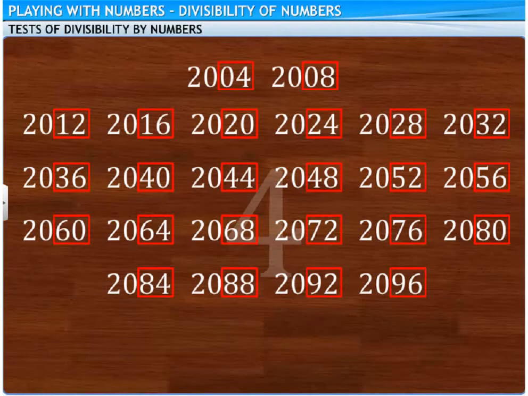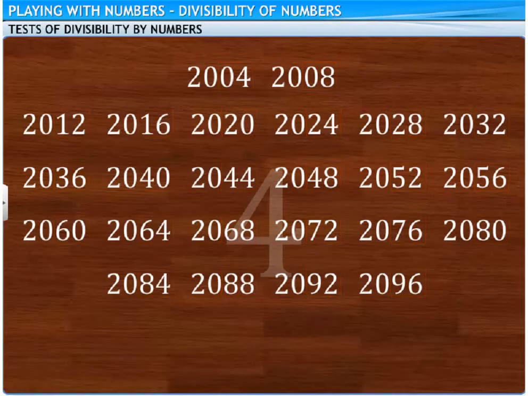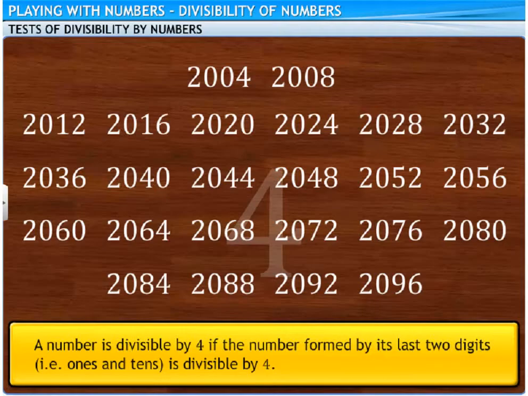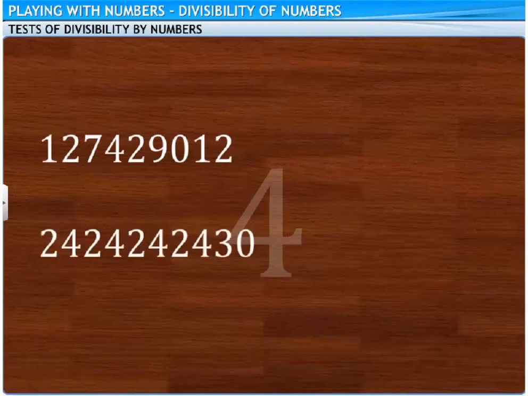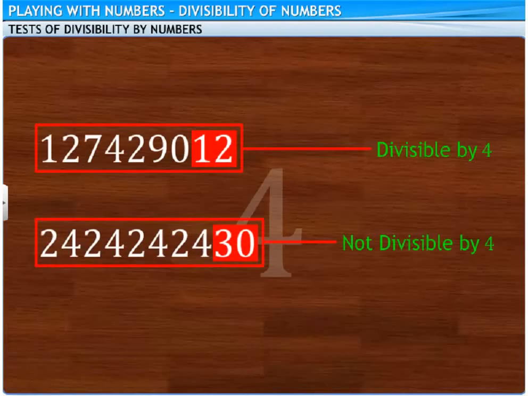Observe the last two digits of these numbers that are divisible by 4. Note that the number formed by the digits in the tens and ones place in each number is divisible by 4. This is the test for divisibility by 4. A number is divisible by 4 if the number formed by its last two digits, that is, ones and tens, is divisible by 4. Thus, to check the divisibility of a number by 4, check if its last two digits are divisible by 4.